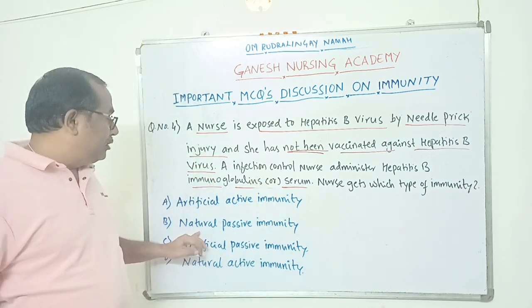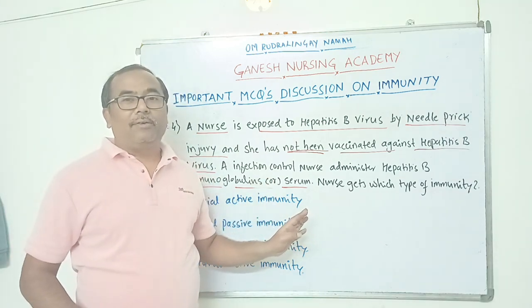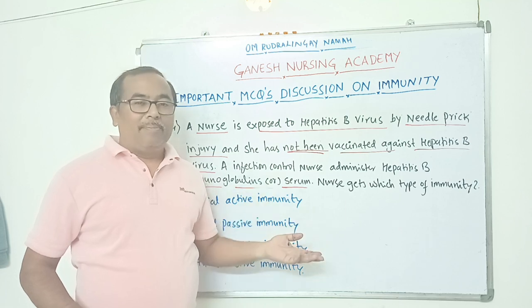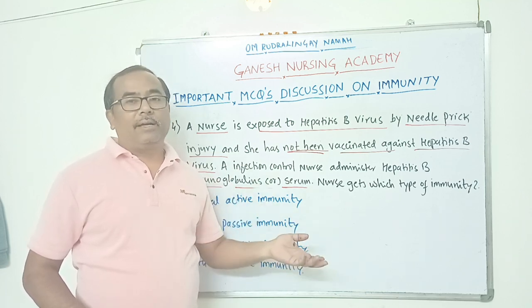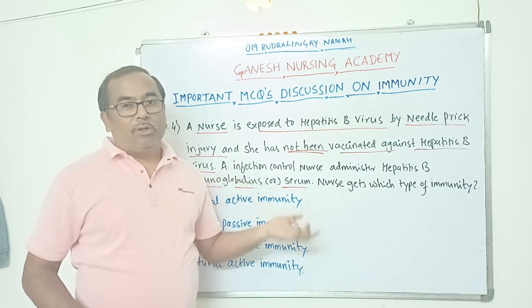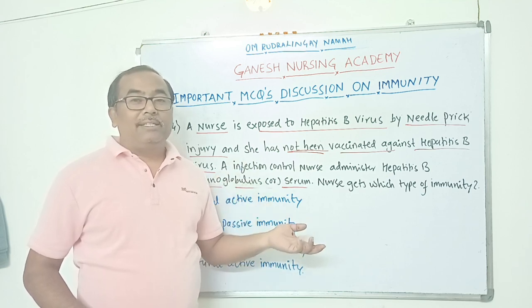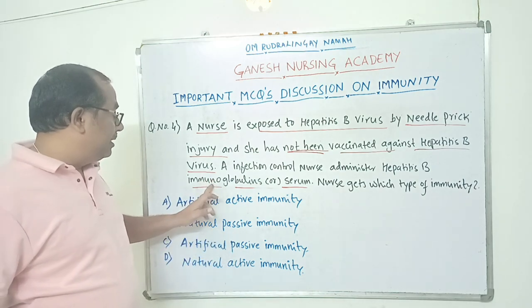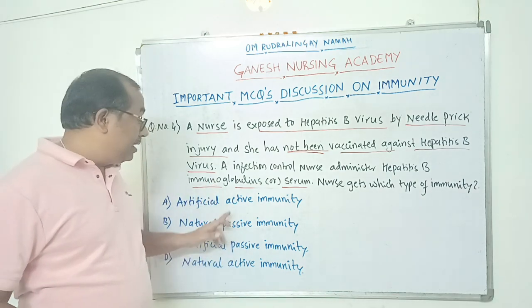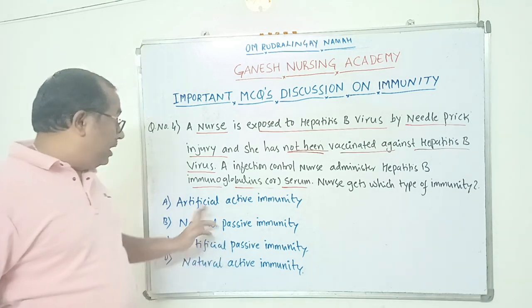So artificial natural passive immunity is a wrong option here. Natural passive immunity is the transmission of immunoglobulins from mother to fetus, through the blood or through the breast milk. So that is natural passive immunity. Here it is not natural at all. It is a passive immunity, but not a natural one; it is an artificial immunity.